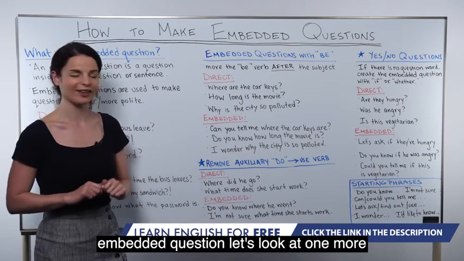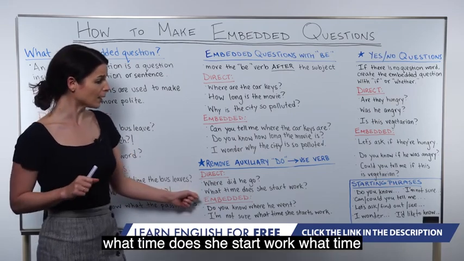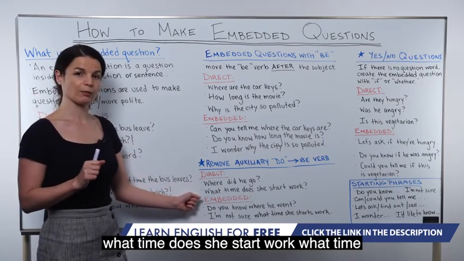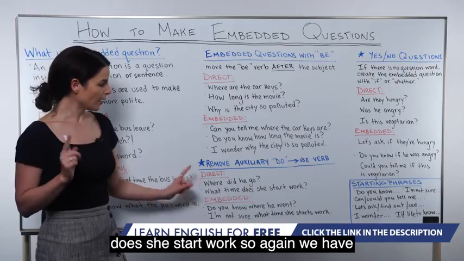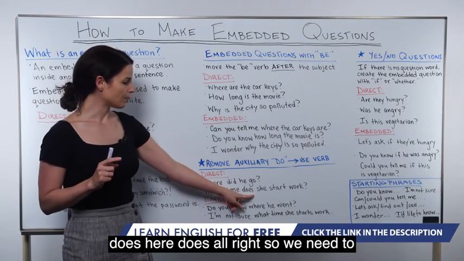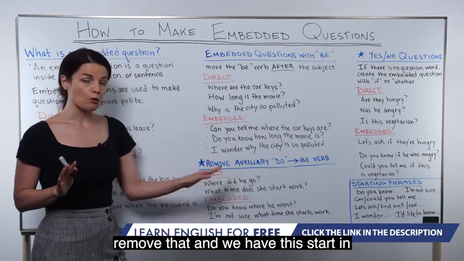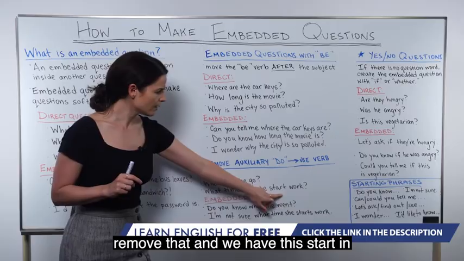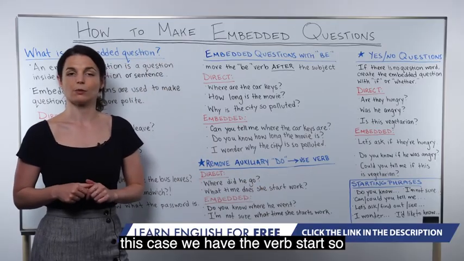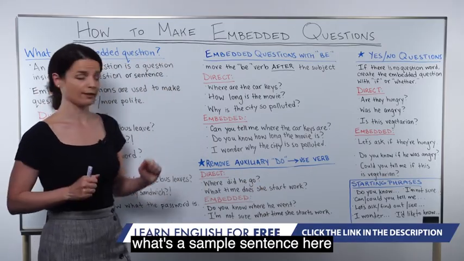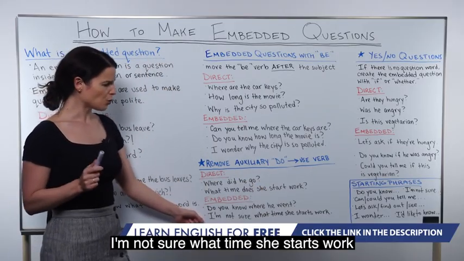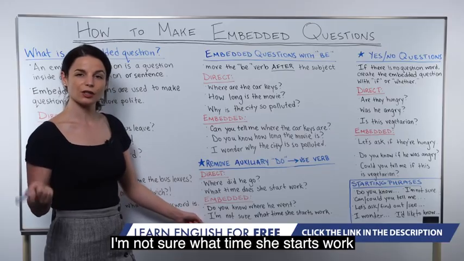Let's look at one more example. What time does she start work? So again, we have does here, does, all right? So we need to remove that, and we have this start in this case. We have the verb start. So what's a sample sentence here? I'm not sure what time she starts work.